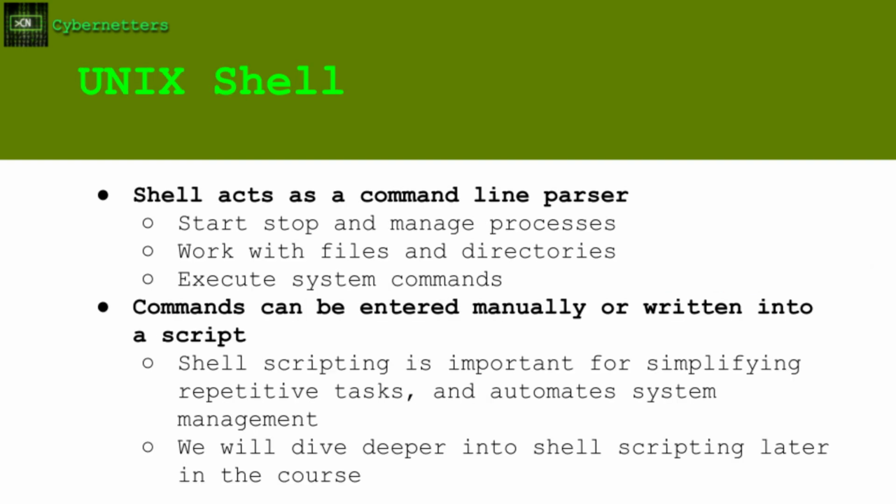Let's do a deeper dive on what the shell in Unix is. The Unix shell is the command line interface that allows users to interact with the system. It acts as a command parser, which takes the user's input and executes the instructions. With the shell, you can start, stop, and manage processes, work with files and directories, and execute system commands. Commands can be entered manually for one-time tasks or written into scripts for automation.